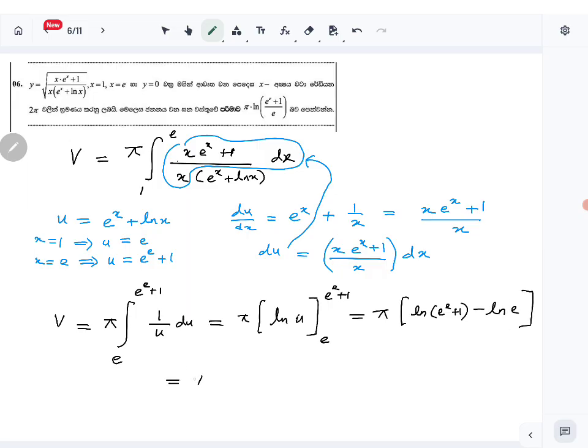Using log rules, you can combine them into a single log, writing it as a quotient. So there is the answer, right? So that is just an application of the volume formula and integration by substitution. Okay, next we'll look at question number 7.